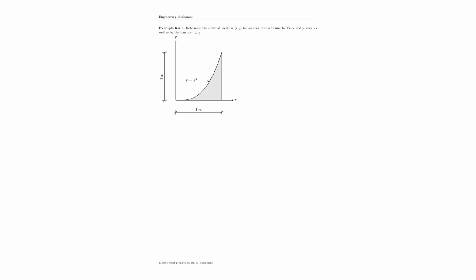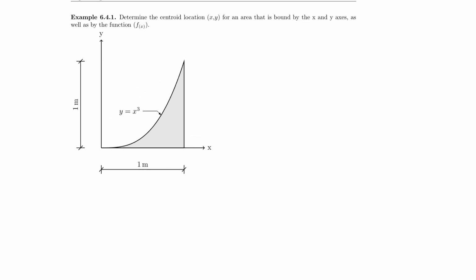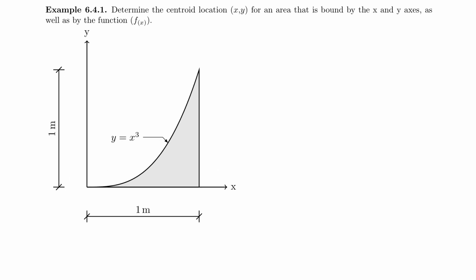So now I'm ready to solve my first problem here. Very basic problem, as you can see. We have a function that is just x cubed. It's very simple. It almost doesn't get any simpler. But we have a width of 1 meter and a height of 1 meter. And the question is, what is the centroid location?